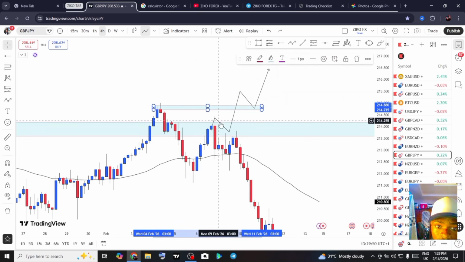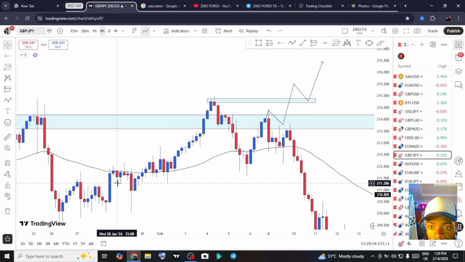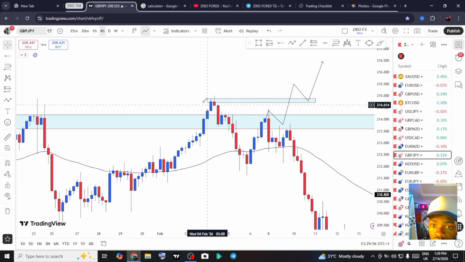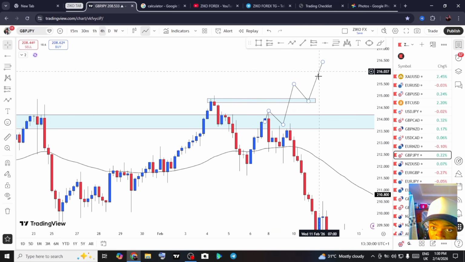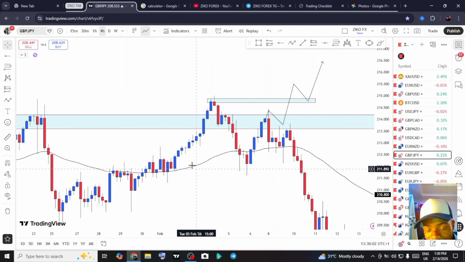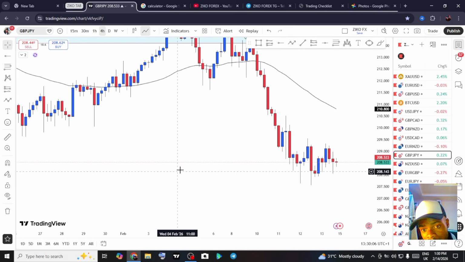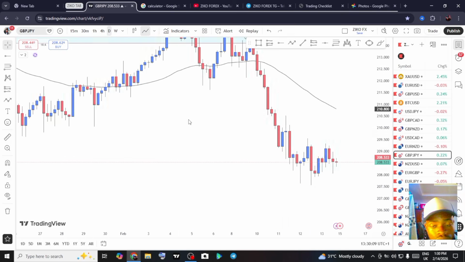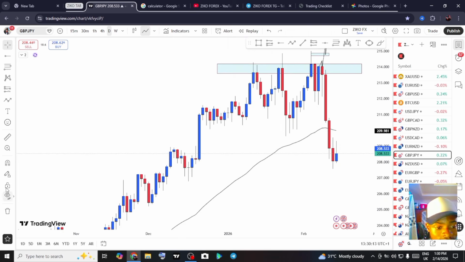GBP JPY, I was expecting that if we were bullish, because we were, for us to continue being bullish, we need to break above this high and have a retracement of that high to actually buy. So we never did that. This area of interest held very strongly and sold this market to the downside. So, loss avoided on that pair. Now let's see what we have for this new week.